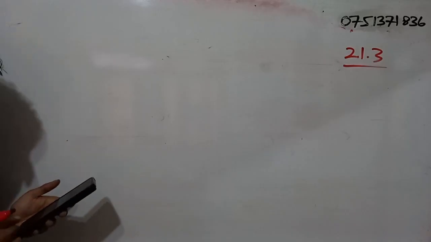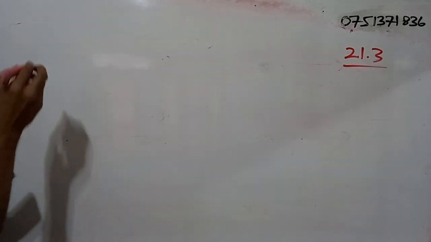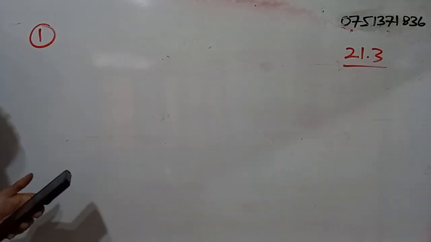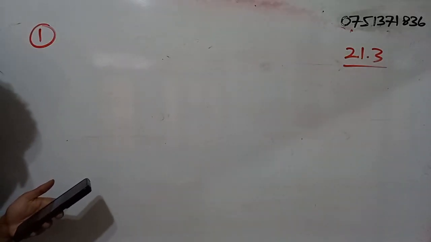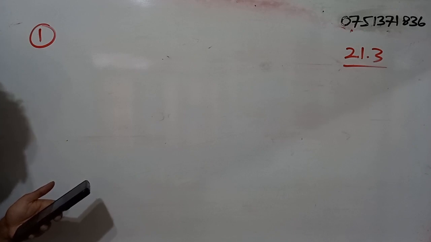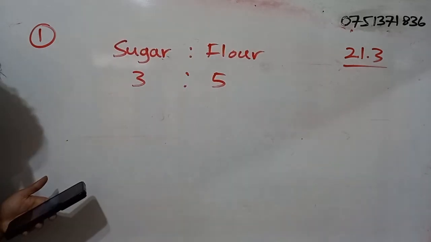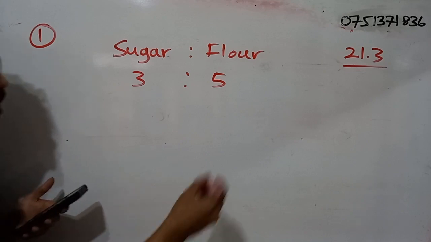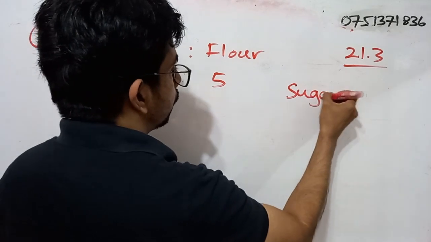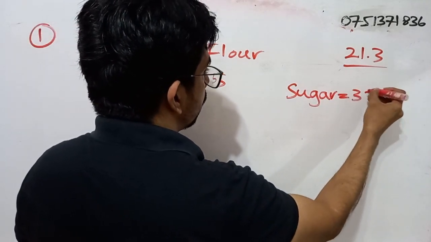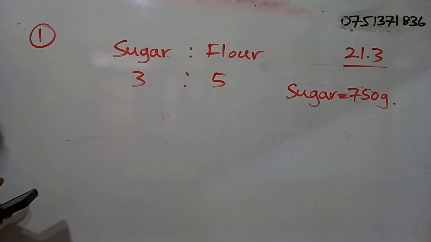Exercise 21.3. Under that, question number 1. Sugar and flour were mixed in the ratio 3 to 5 to prepare a mixture of sweetmeat. If the mass of sugar used was 750 grams, find the total mass of the sweetmeat mixture.